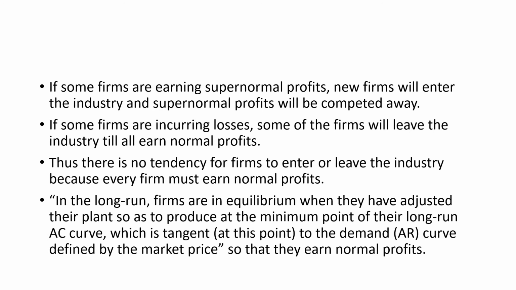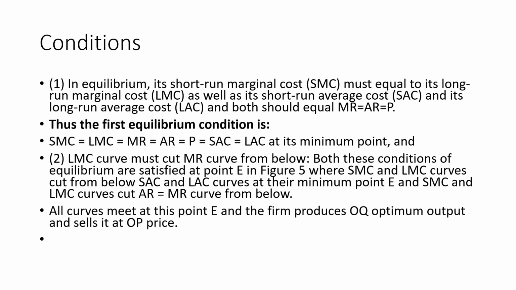Now, in the long run, firms are in equilibrium when they have adjusted their plant size so as to produce at the minimum point of the long run average cost curve, which is tangent to the demand curve, that is the average revenue curve, which is where you could determine the market price to earn just normal profit.